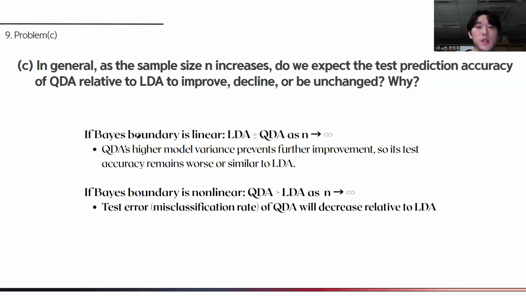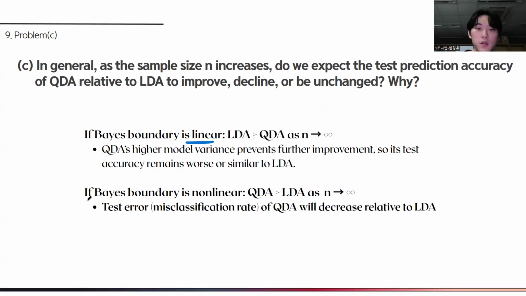Problem C is, as the sample size increases, will QDA's test prediction accuracy improve, decrease, or remain unchanged compared to LDA? If the actual Bayes decision boundary is linear, as the sample size increases, LDA's assumption aligns with the true distribution and its bias approaches zero. QDA has more parameters to estimate because of one covariance matrix per class. So with a small sample, its variance is large, leading to overfitting.